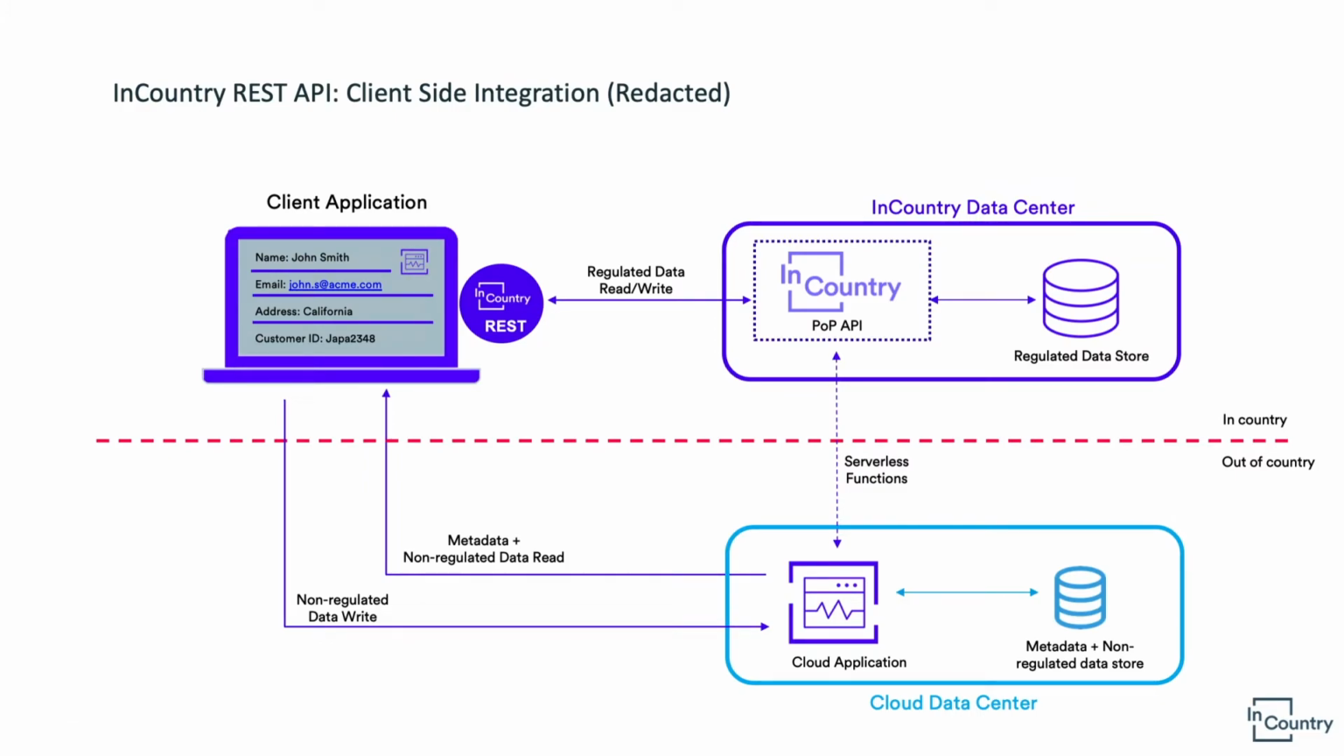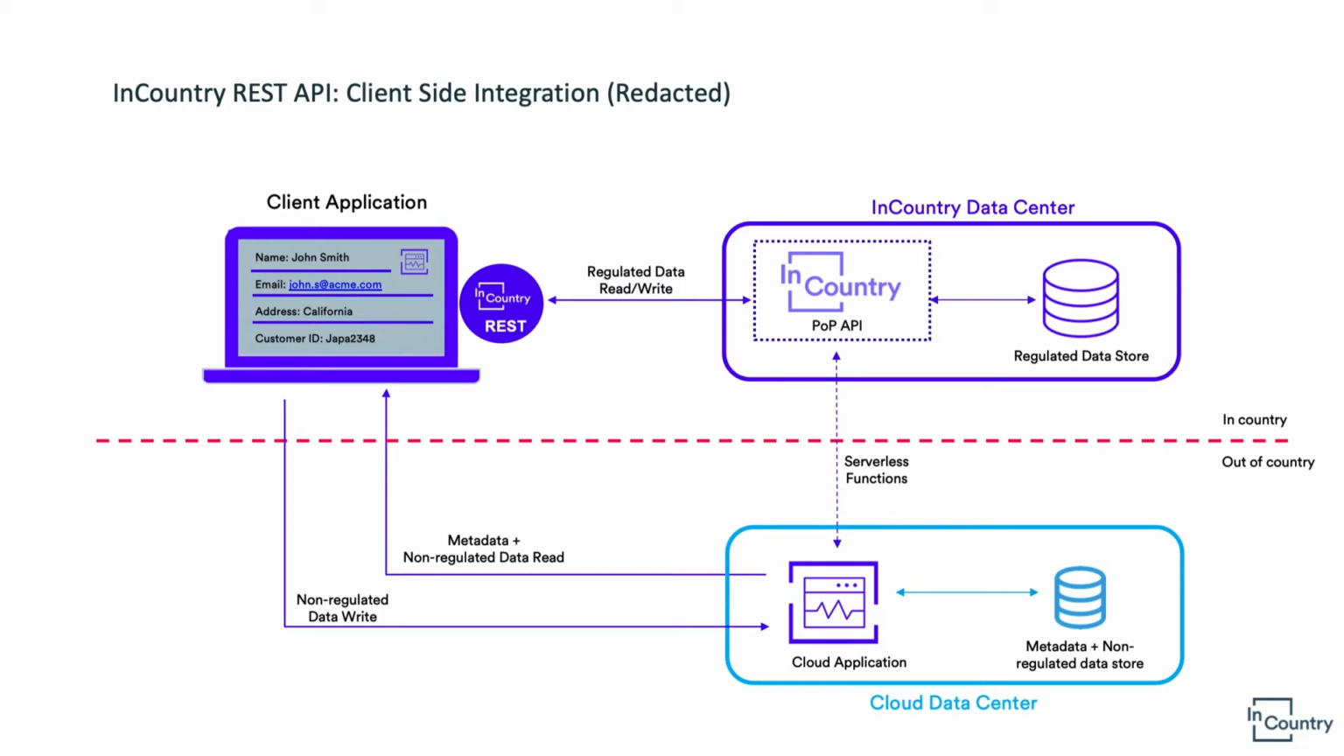As an example, this diagram shows a typical client-side integration using the InCountry REST API. When a user makes a request to create a record containing regulated data, that request must essentially be split into two separate requests. One request writes the regulated data to the in-country point of presence inside the country, and another request writes the non-regulated data and a one-way hash in place of the regulated data to the cloud application outside the country.